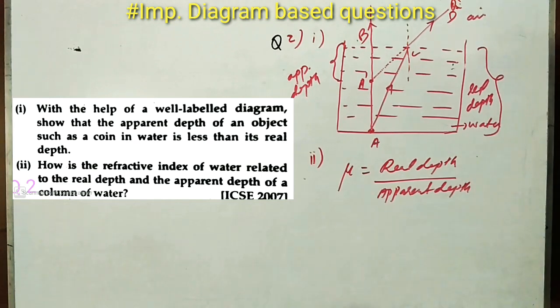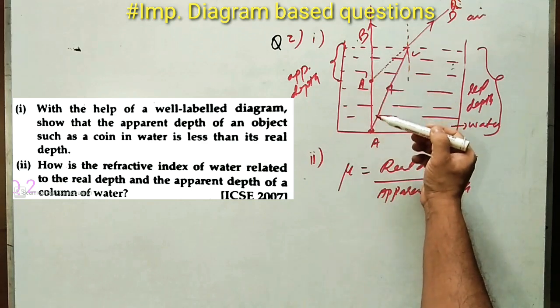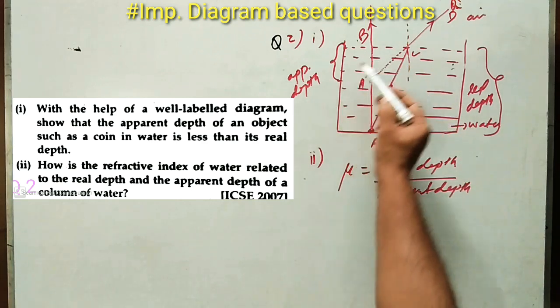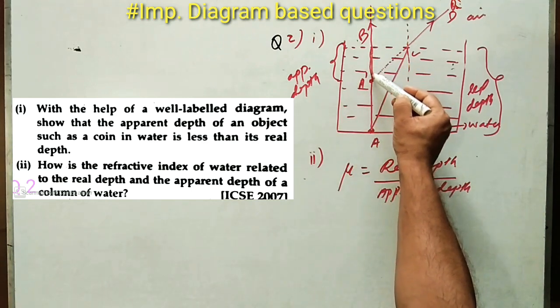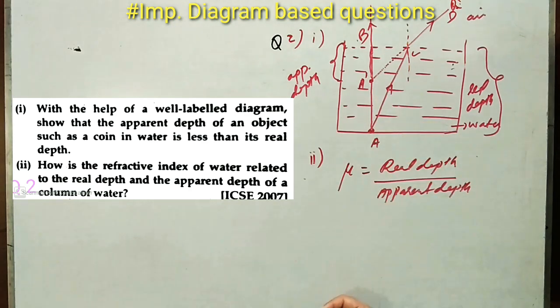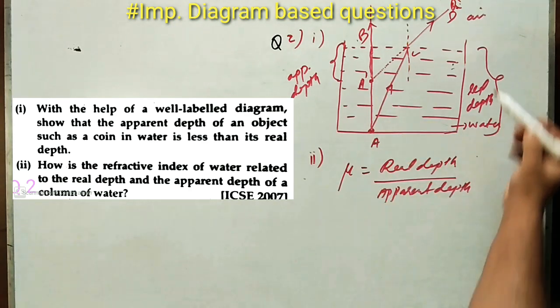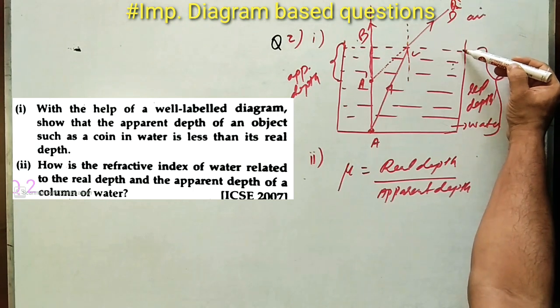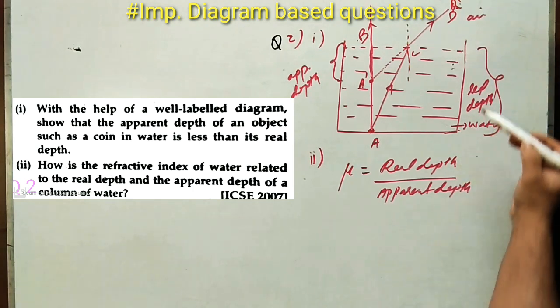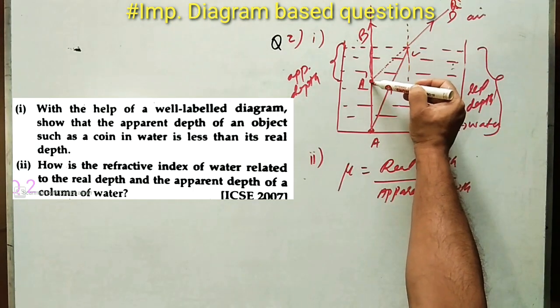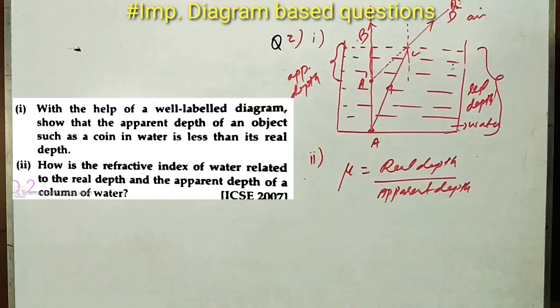It carries 1 mark. Here in the first part we have shown that the apparent depth is less than the real depth. The real depth is from top to bottom, and the apparent depth is where the coin appears to be raised. Clear? Did you understand? Okay, fine.